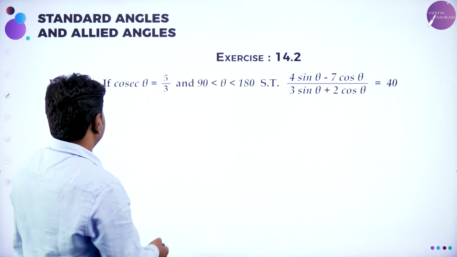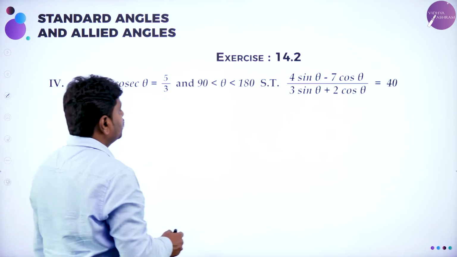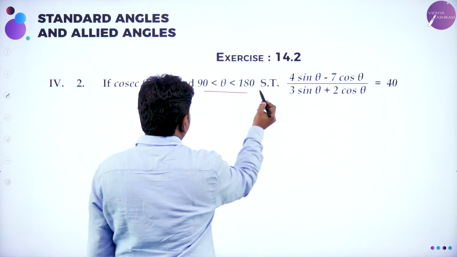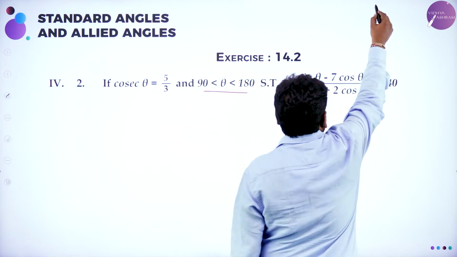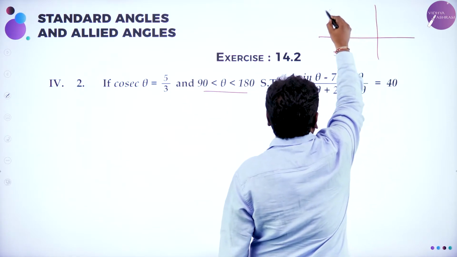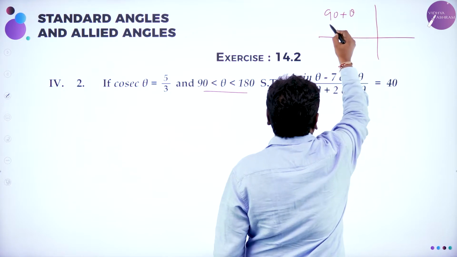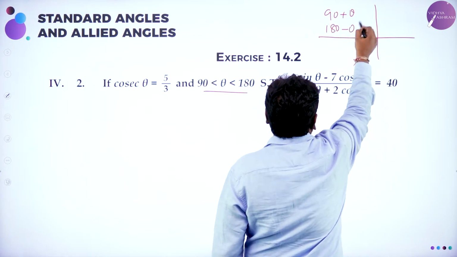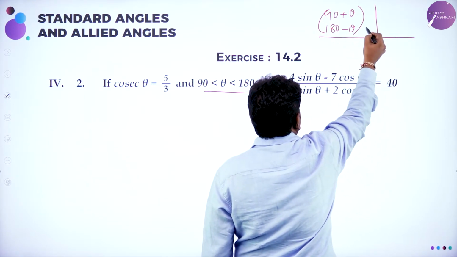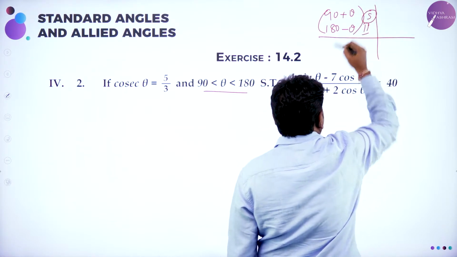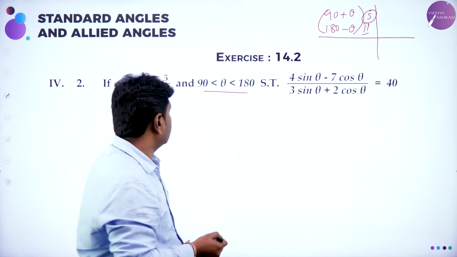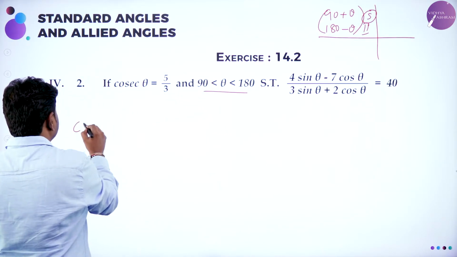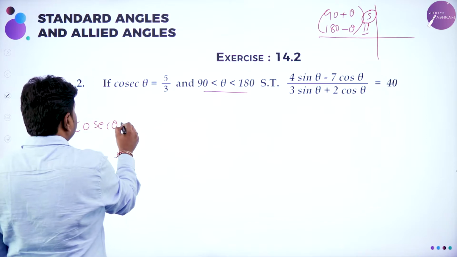Next, cosecant theta is 5 by 3. Theta lies between 90 and 180. Again, theta is in second quadrant. Theta is more than 90, it is 90 plus theta, but less than 180. More than 90, less than 180 means second quadrant. In second quadrant, ASTC, A means sine and cosecant are positive. That's why they gave cosecant positive. Cosecant theta is 5 by 3.